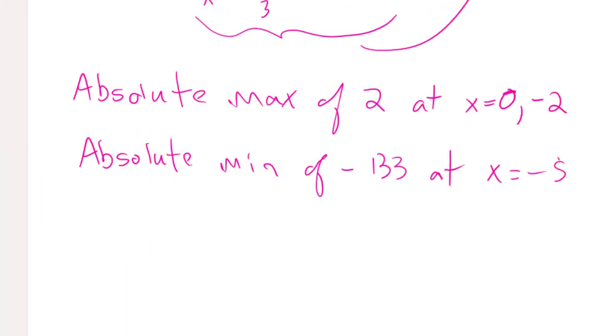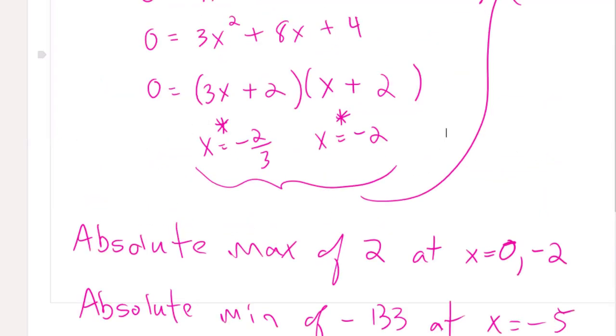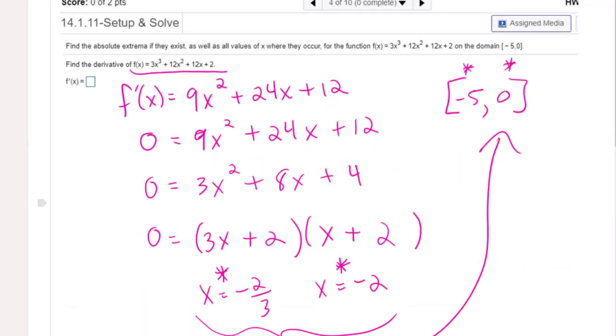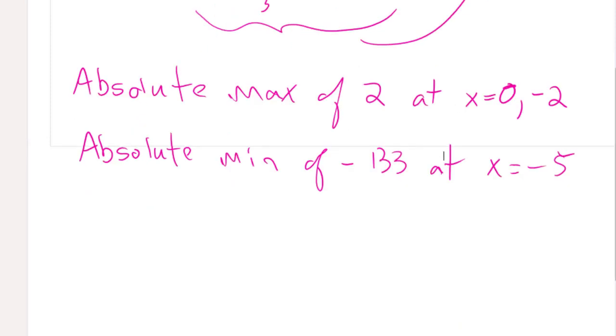They pretty much all boil down to this, but the only thing you might have to watch for sometimes is when you get a critical value, it might not actually be in the interval, the domain that you're looking at your values over. That's the only time it might be tricky. But yeah, there's our absolute extrema right there.